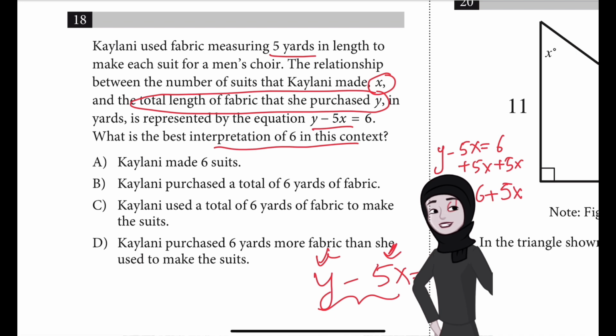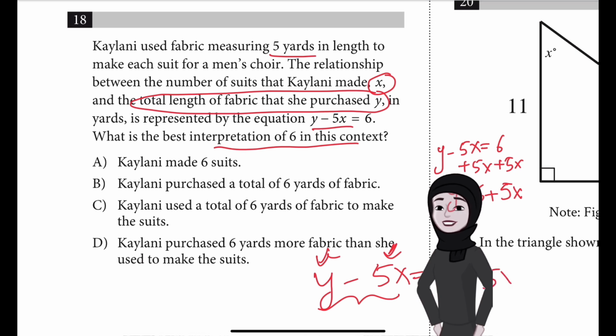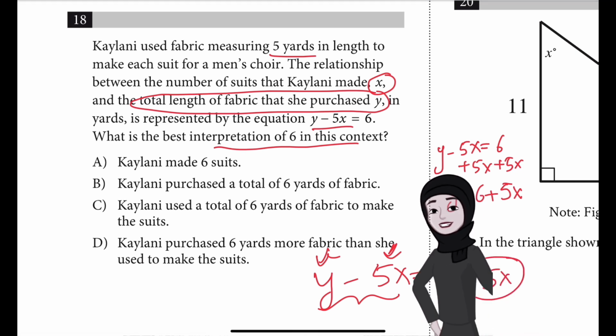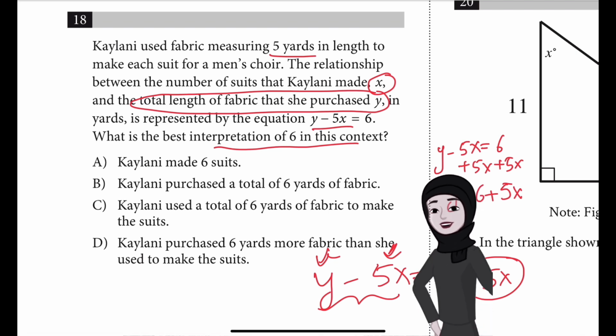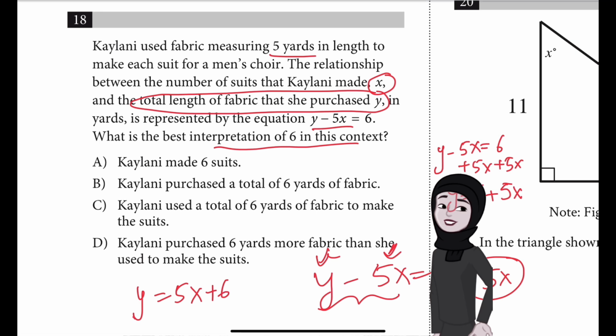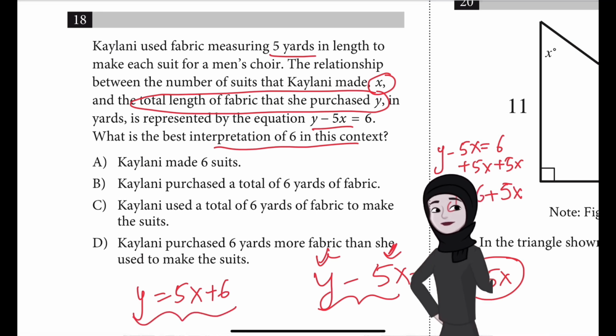Since Kalyani made x suits and used 5 yards of fabric to make each suit, what is 5x? 5x represents the total amount of fabric she used to make the suits. Since y represents the total length of fabric Kalyani purchased, it follows from the equation that y is equal to 5x plus 6 after rearranging the original equation given, that Kalyani purchased 5x yards of fabric to make the suits plus an additional 6 yards of fabric.